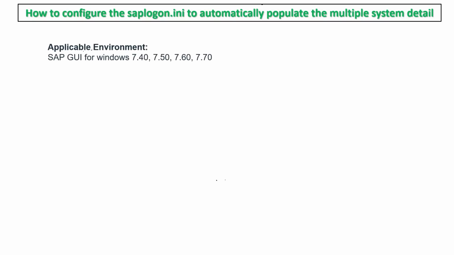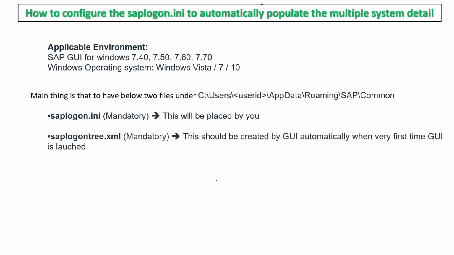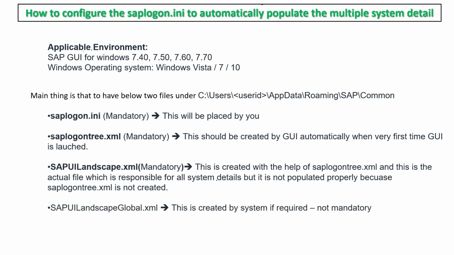So this is for SAP GUI release 740, 750, 760, 770 and onwards. It's going to be applicable on Windows operating systems: Windows Vista, 7, 10, 11, and so on. SAP logon INI is a mandatory file, SAP logon tree.xml is a mandatory file, SAP UI landscape.xml is again very important and mandatory, and SAP UI landscape global is kind of optional, depending on the requirement. So the first three are important. SAP logon tree.xml in my case is not populating automatically, so we are going to see how we can populate it.